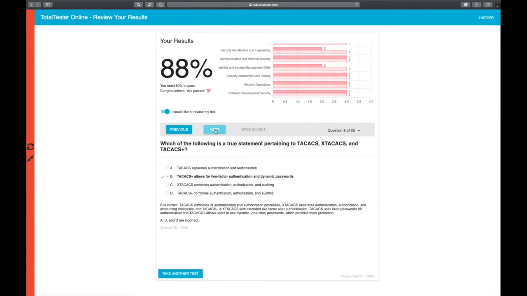Number 9, TACACS combines its authentication and authorization processes because it doesn't have the modular capability. XTACACS separates authentication, authorization, and accounting processes, and TACACS+ is XTACACS with extended two-factor authentication. So TACACS+ also separates authentication, authorization, and accounting or auditing, but adds two-factor authentication.